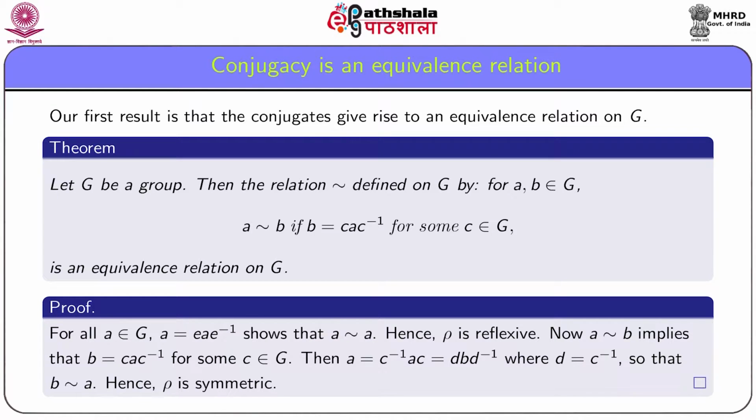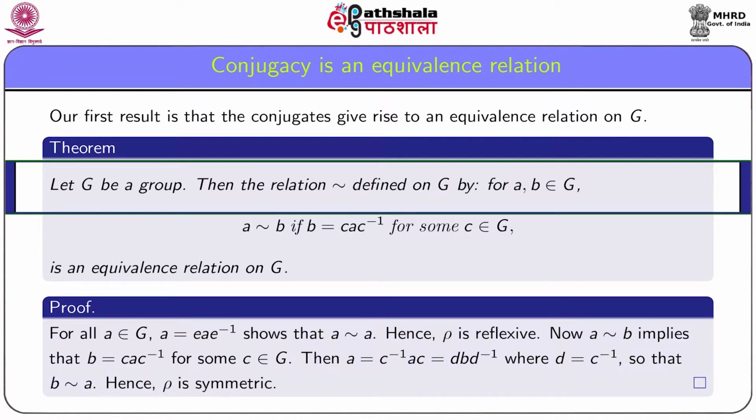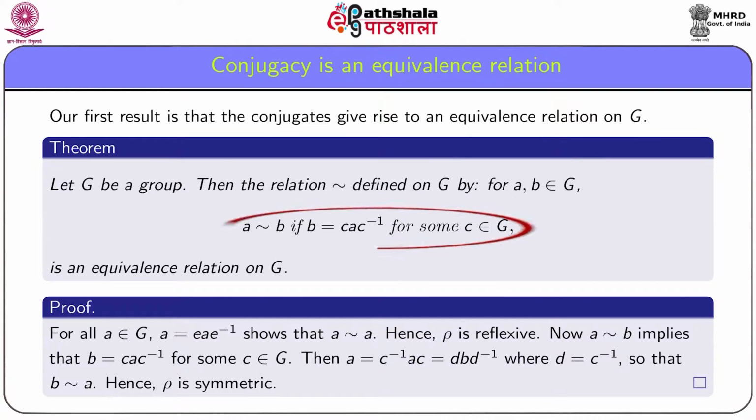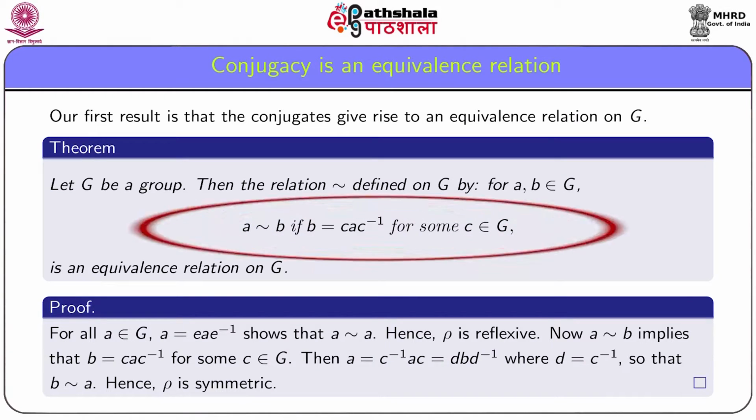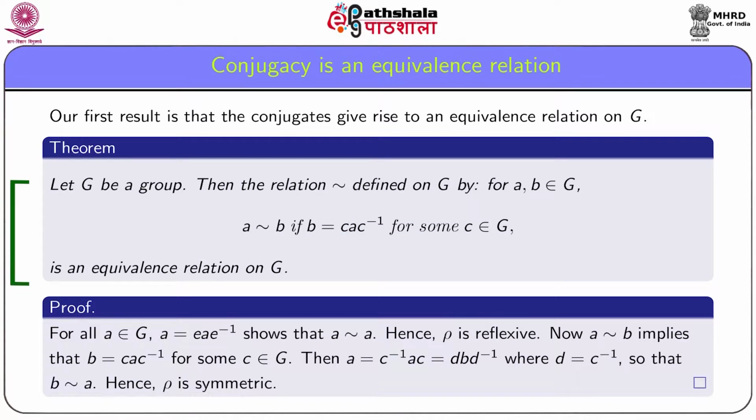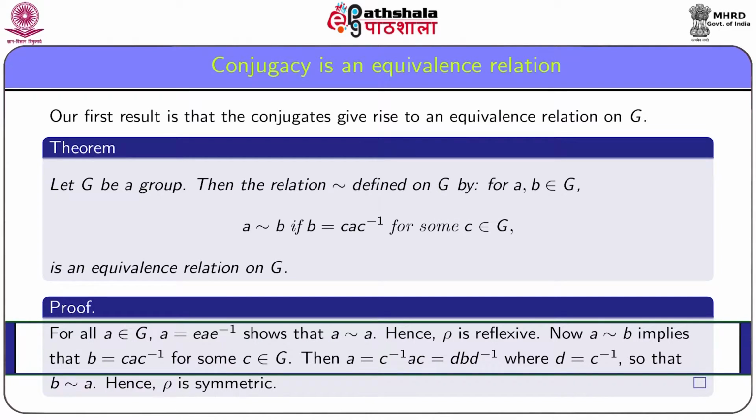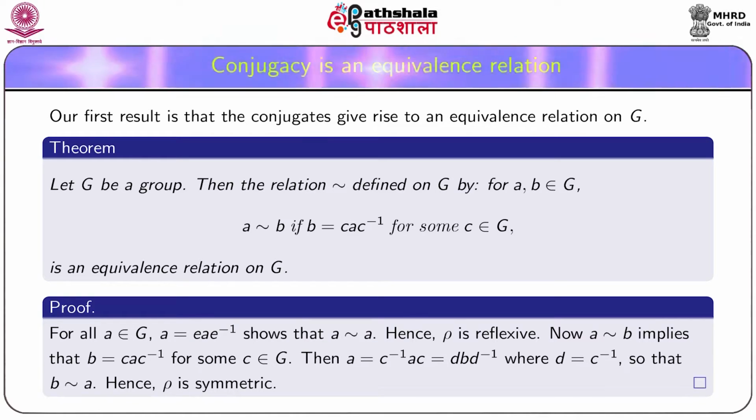Our first result is that the conjugates give rise to an equivalence relation on G and hence a partition of G. Let G be a group, then the relation rho defined on G by A rho B if B is a conjugate of A, that is if B equal to C A C inverse for some C in G is an equivalence relation on G. For all A in G, we have A equal to E A E inverse and hence A is rho related with A for every A in G.